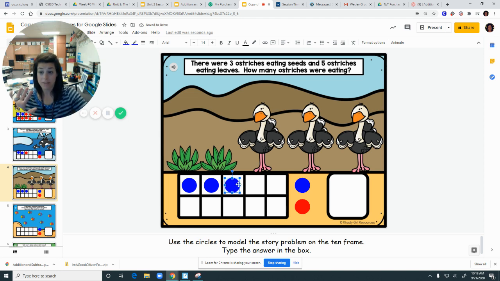I then had 5 eating leaves. 1, 2, 3, 4, 5. 5 were eating leaves. How many ostriches were eating? 8. Very good. 3 were eating the seeds, and then 5 were eating leaves. They're all eating, right? Even though they're eating something different. So 8 ostriches. So you're going to do the same in your activity for your slides. Okay. I know it's hard, but I know you can do it.